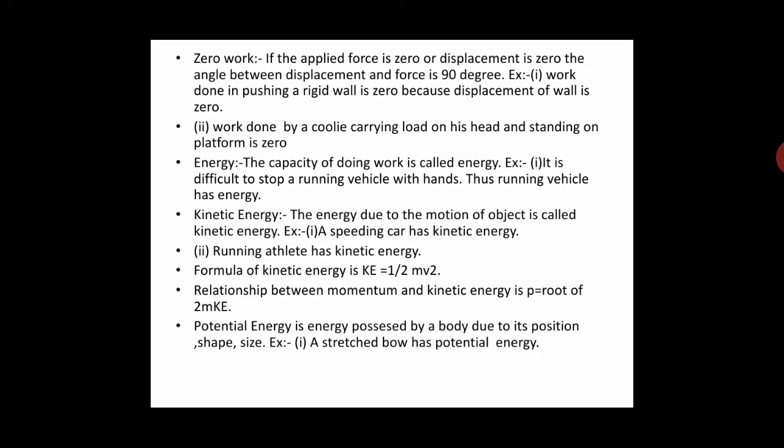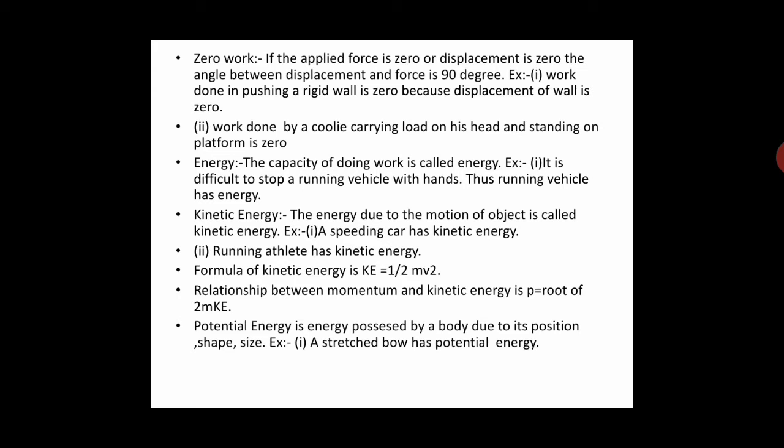Energy. The capacity of doing work is called energy. How much effort is required to move an object is known as energy. Example number 1. It is difficult to stop a running vehicle with the hand because the running vehicle is in motion, and that is why it possesses some energy. So greater effort is required to stop a running vehicle. That means much energy is required to stop a vehicle.